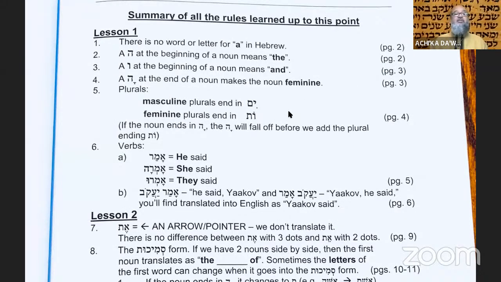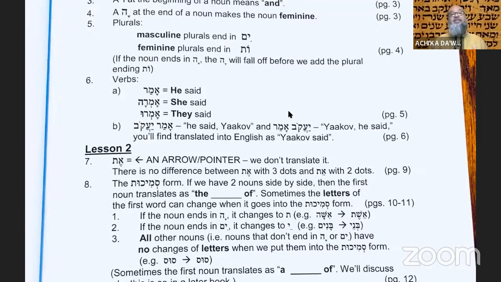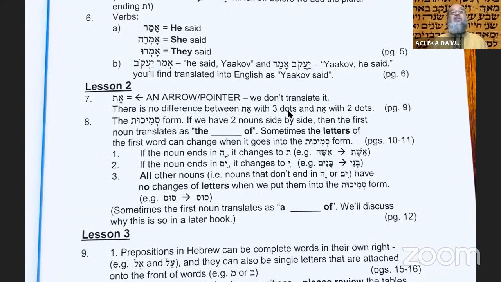Lesson number 2, we learned last week that the F is an arrow. It doesn't matter how many dots you have. You can have 2 or 3, it doesn't matter. One of the most challenging, I won't say it's difficult, I say one of the most challenging things to wrap our mind around was the part of lesson 2 that had to do with the semikuth.